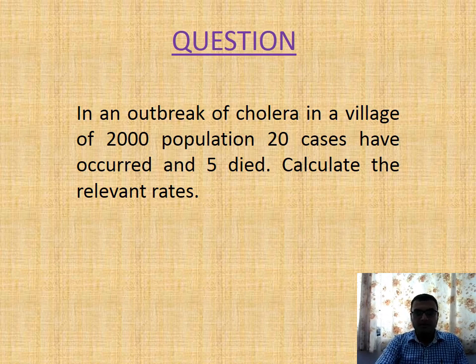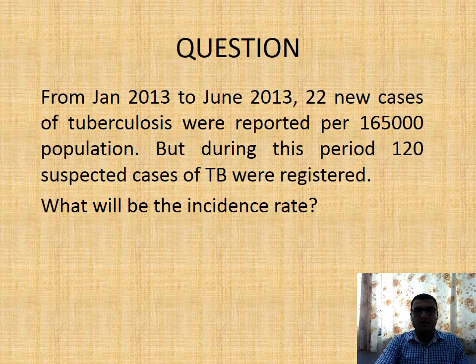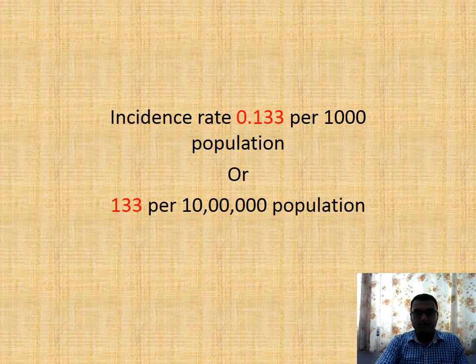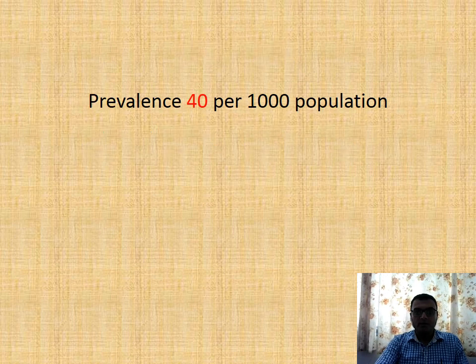These are the different exercises I have given, and I have also given the answers. This is the outbreak scenario of cholera, and the answers are in the second part. The next question is related to TB, and we are asked to calculate the incidence rate. This is the answer for the incidence rate. Next is another scenario where we want to find out the prevalence.